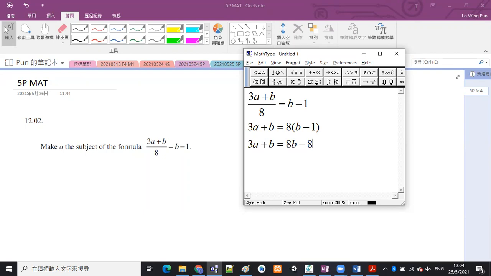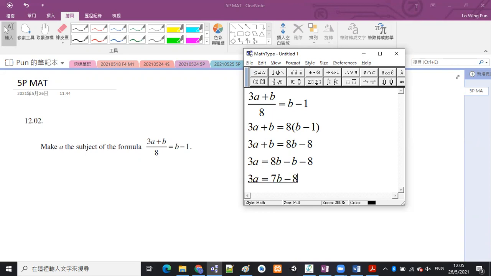How many terms with a are there here? There is only one term with a, right? That is the 3a. But we have this term plus b on this side, so I need to move it to the right hand side. So leaving the 3a on the left, and the b should be subtracted to the right. So we have 8b minus b minus 8. Then we have like terms 8b minus b, which can be calculated. That becomes 7b minus 8.